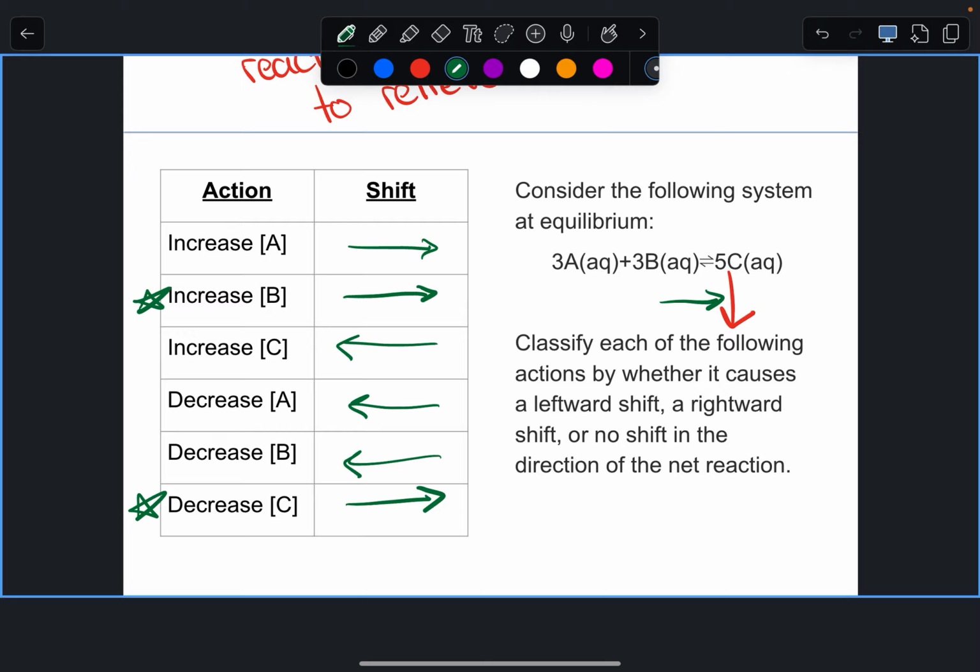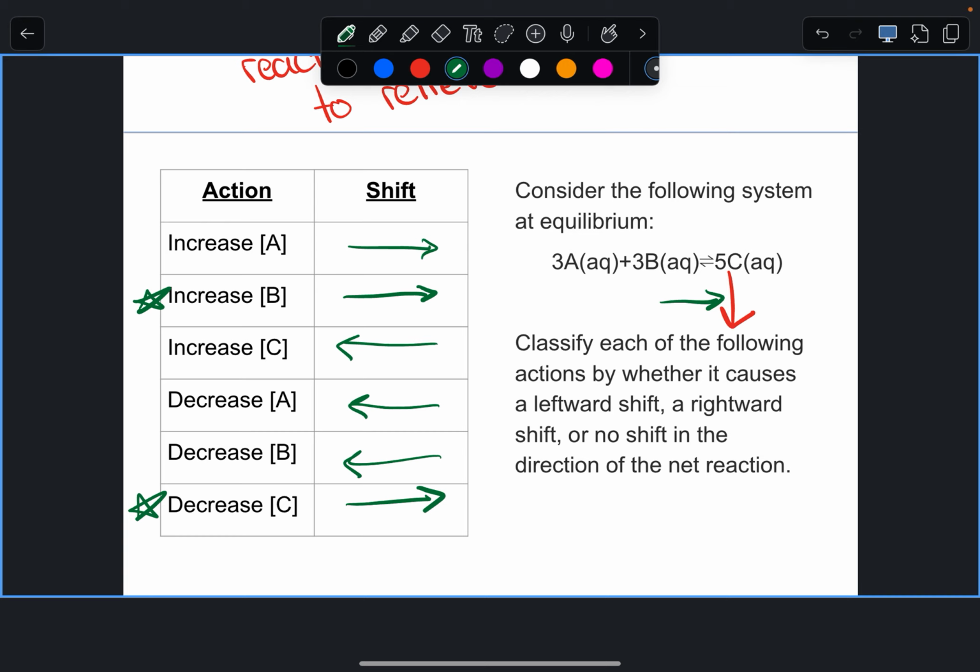Let's see, if I increase the product, it's going to shift away from that to use some of it up. If I decrease the product, it's going to shift towards it to make some. So whatever the stress is, the reaction shifts in order to alleviate that, to undo it. Think of alleviating it as undoing that stress.